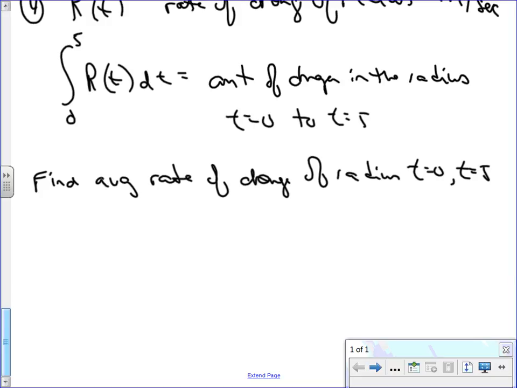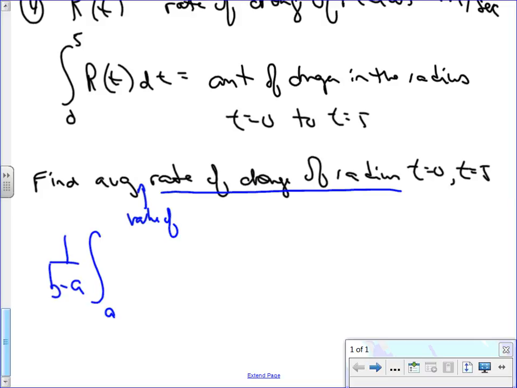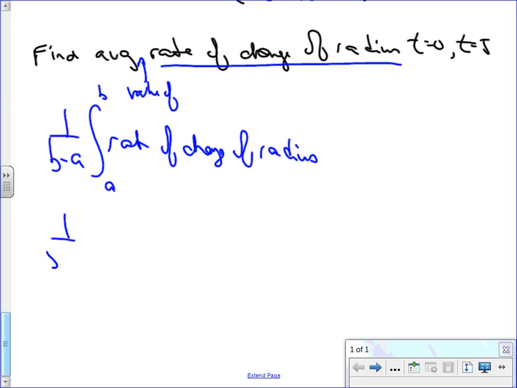So, please try to plug in here, they're not going to do it for you, the average value of the rate of change, and you'll get these right or wrong. The average value of the rate of change of the radius means 1 over b minus a, integral from a to b, of the rate of change of the radius. That's what you do. So what's b minus a in this problem? And what's the formula for rate of change of the radius?